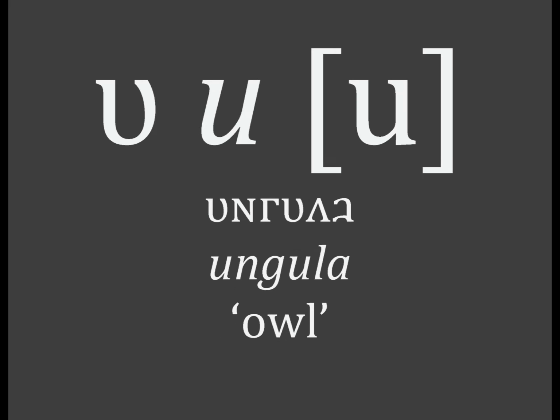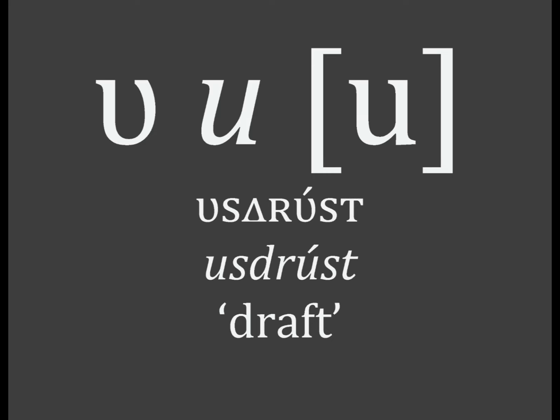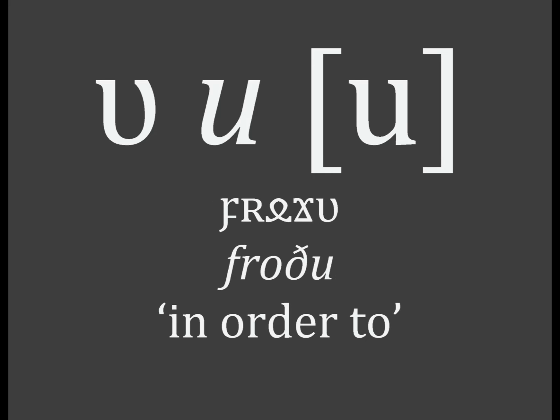Ungula means owl. It is the short equivalent of urus. It represents a high, rounded back vowel, like the double O in soon. It is transliterated by the letter U. Unswairi, dishonor. Ustrust, it's a rough draft. Frodu, in order to.